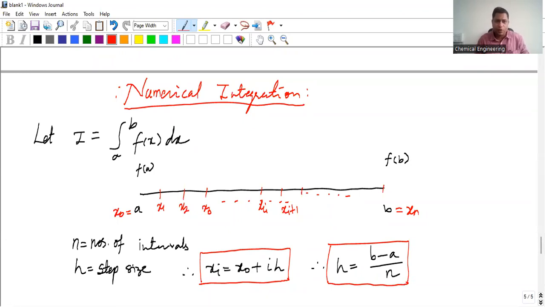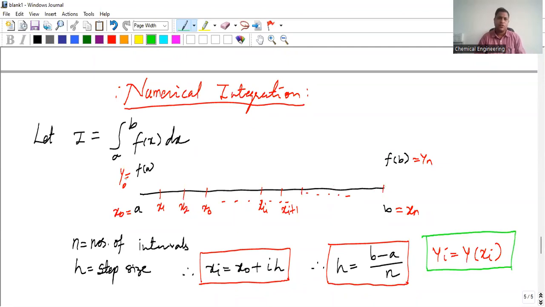So is there any doubt up to here? This value will be y0, this value will be yn, and this yi is nothing but the value of y at xi. What is yi? Yi is nothing but y at xi. So when I say y0, that means y at x0. When I say yn, that means y at xn. So is there any doubt up to here?